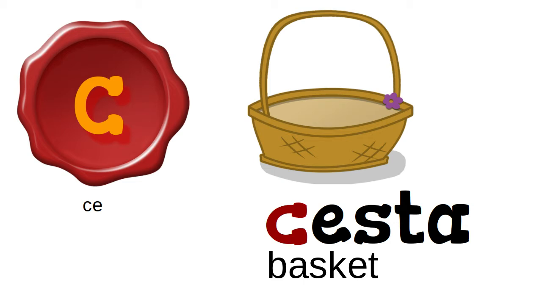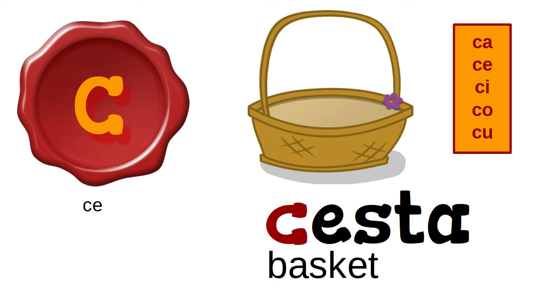The letter C sounds like an S when it's followed by an E, like in the word cesta, or when it's followed by an I. It sounds like a K when it's followed by an A, an O, or a U. So in the chart on the right side of the screen, we have the 5 possibilities: ca, se, si, co, cu. And those are the sounds that the letter C will make.